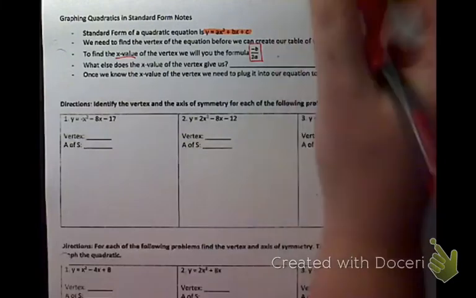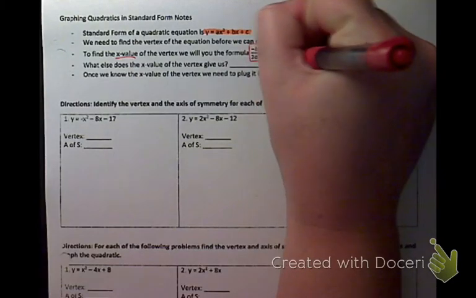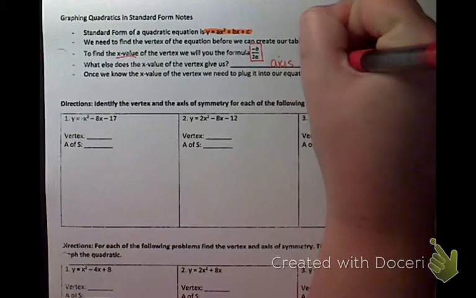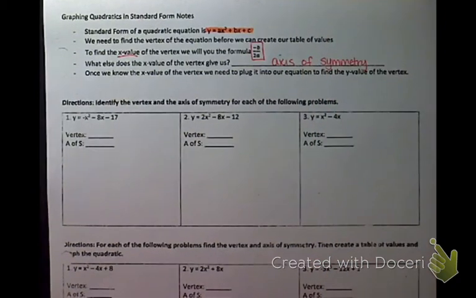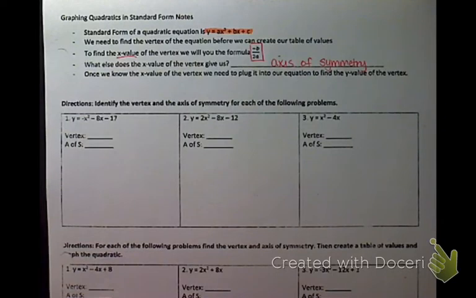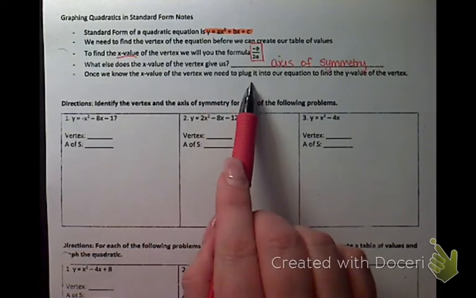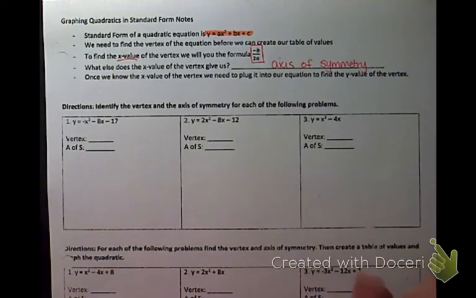Hopefully you are saying the axis of symmetry. So the x value of the vertex is also going to give you your axis of symmetry. Once you know what the x value of your vertex is, you're going to plug it in just like we do with our table of values to find the y value. Okay, so we're going to find the x value of our vertex. We're going to plug it back in to find y.